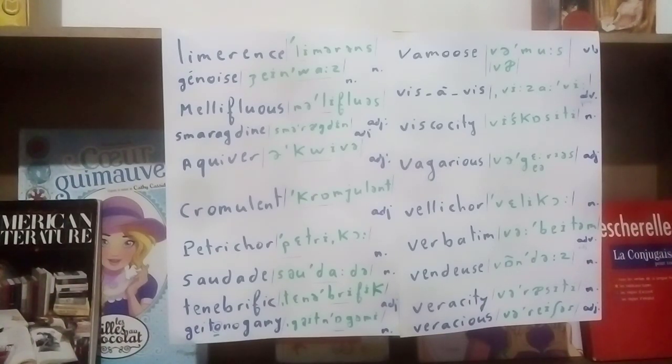Tenebrific, a four-syllable adjective. The first syllable te is the secondary stress, but the main stressed syllable and the primary stressed syllable is bri, syllable number 3. Tenebrific.